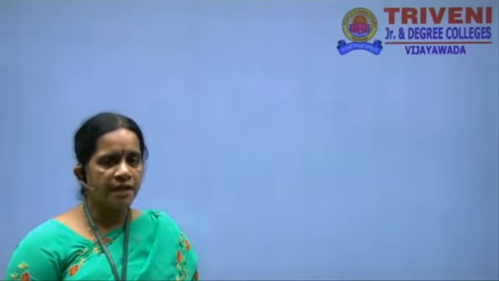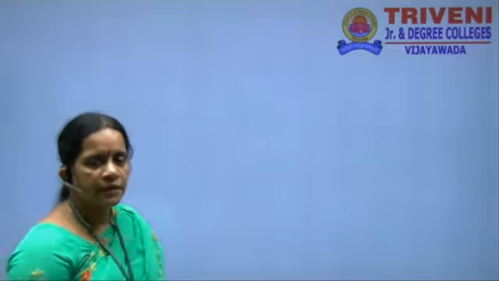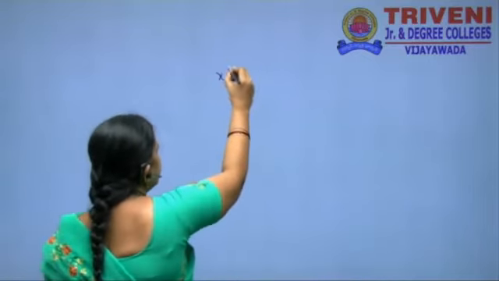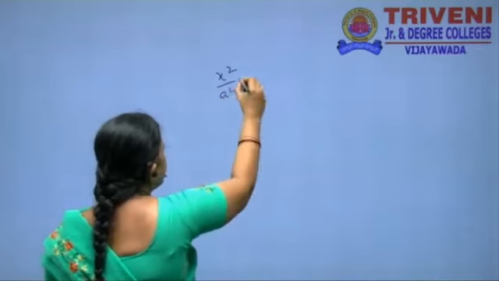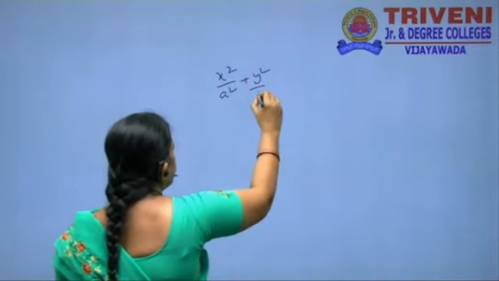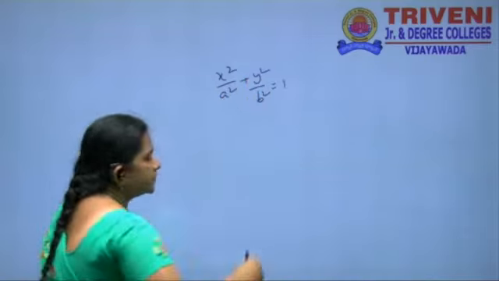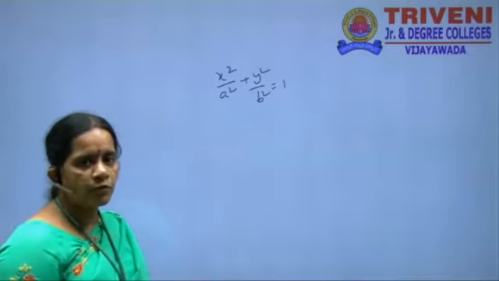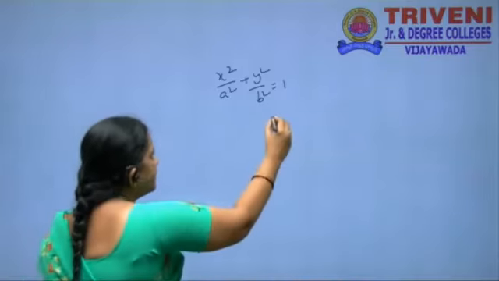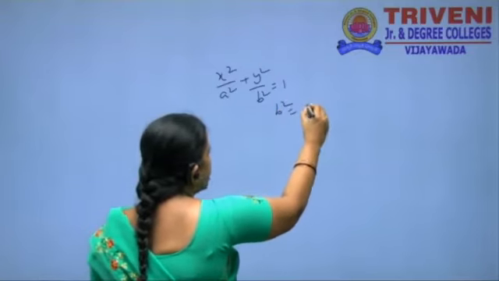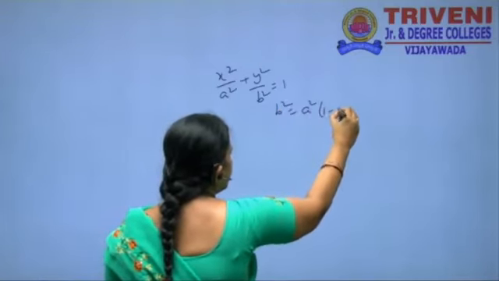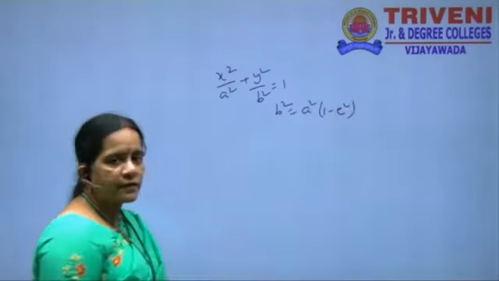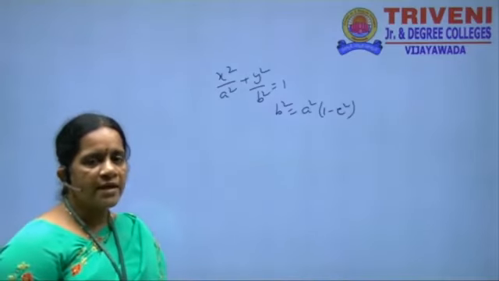Today I am going to discuss the ellipse chapter. You already have to know the standard form of the ellipse. The standard form of the ellipse is x square by a square plus y square by b square is equal to 1. This theorem you already had to prove in the last class. Here b square is equal to a square into 1 minus e square.